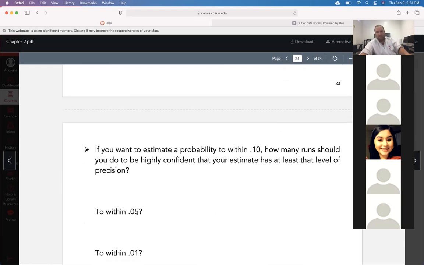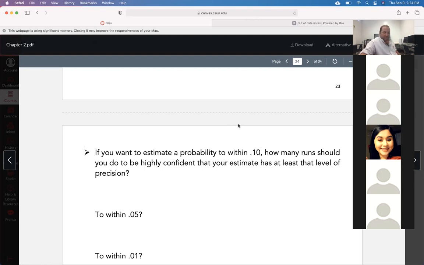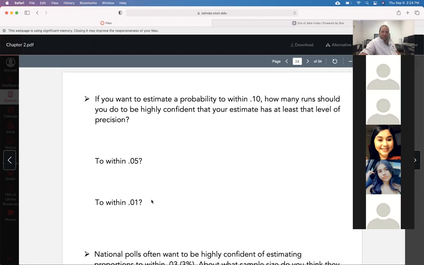How about 0.05? How many runs would it take to be pretty certain that we are within 0.05 of the true value? I got 4. Just straight up 4 runs? Oh, no, I'm sorry. I didn't put the 0. 400? 400. Okay. That seems pretty easy. Okay, 400. And we already know that 0.01 is 10,000.